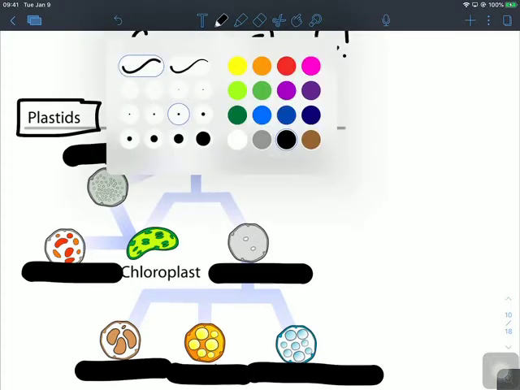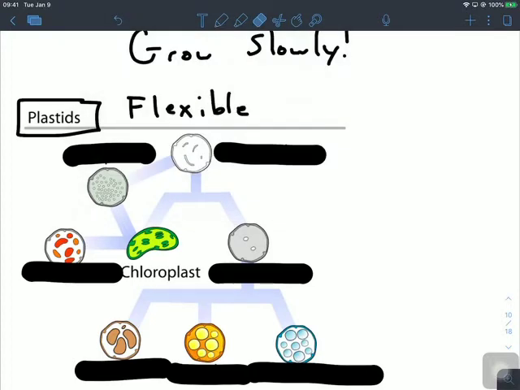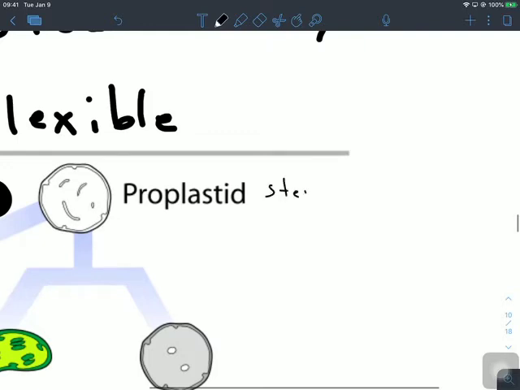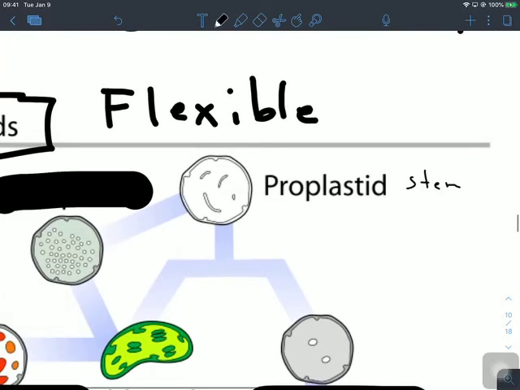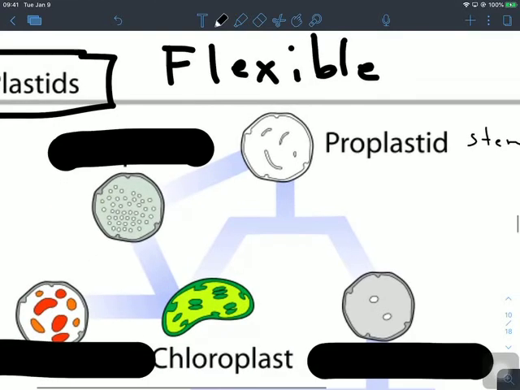So we have the undetermined plastid. This is our stem cell plastid or a proplastid. Now, if you grow a plant in the light, a proplastid will be converted into a chloroplast straight away.